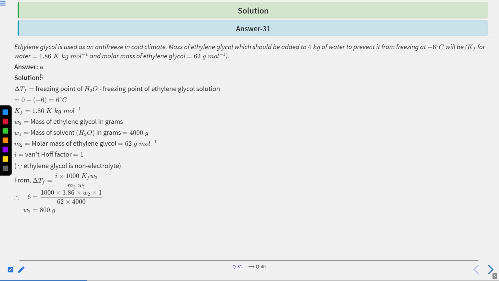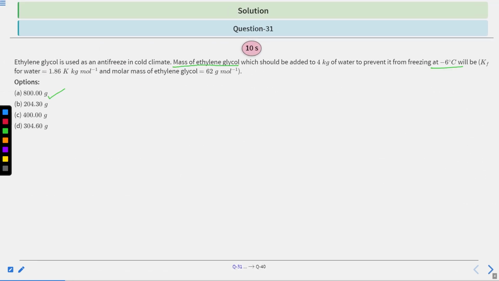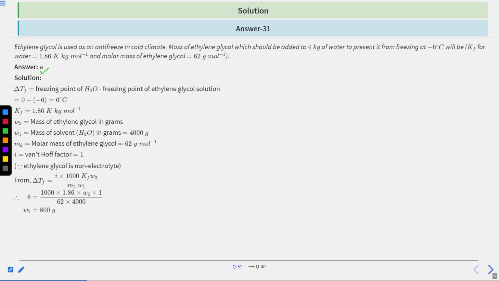Okay, so the correct answer is option A, that is 800 gram. Let's see how. ΔTf we know is the difference of freezing points: freezing point of water minus freezing point of ethylene glycol solution. The freezing point of water is 0 degrees Celsius, and the freezing point of the ethylene glycol solution is given in the question as -6. So 0 minus (-6) is 6 degrees Celsius, because minus will become plus.